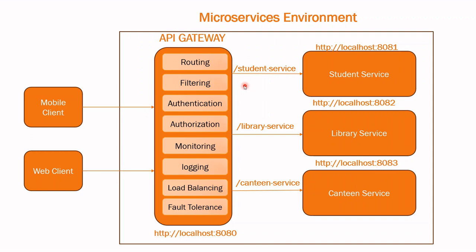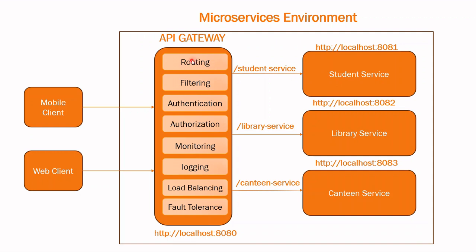Okay, so what we are going to do here: our request will come from a mobile client or web client. This request will firstly go to our API gateway. We are not hitting any student service, library service, or canteen service directly; firstly it will hit your API gateway. So all requests will come to your API gateway. Then the API gateway will route to your required microservices.